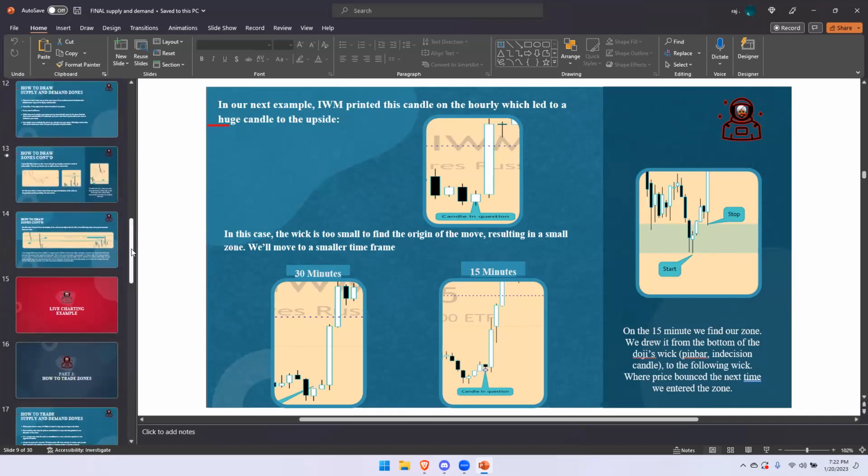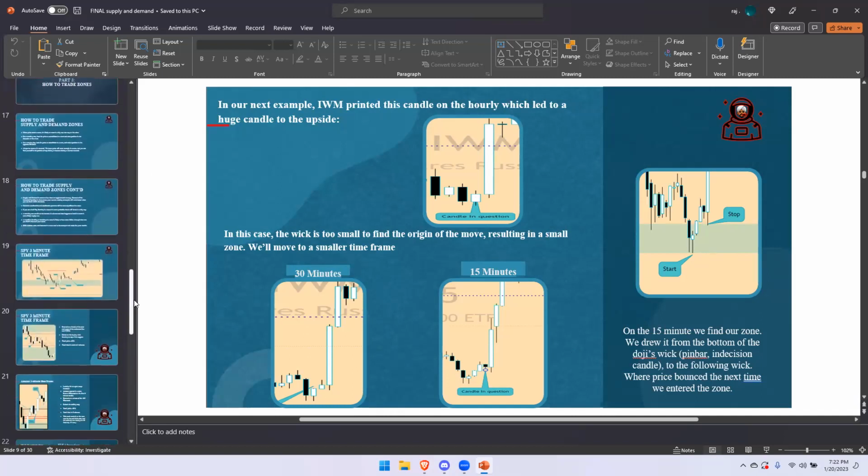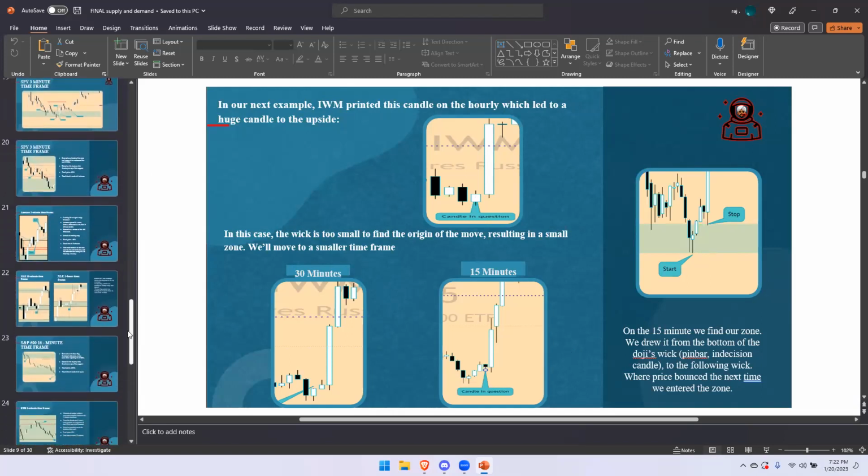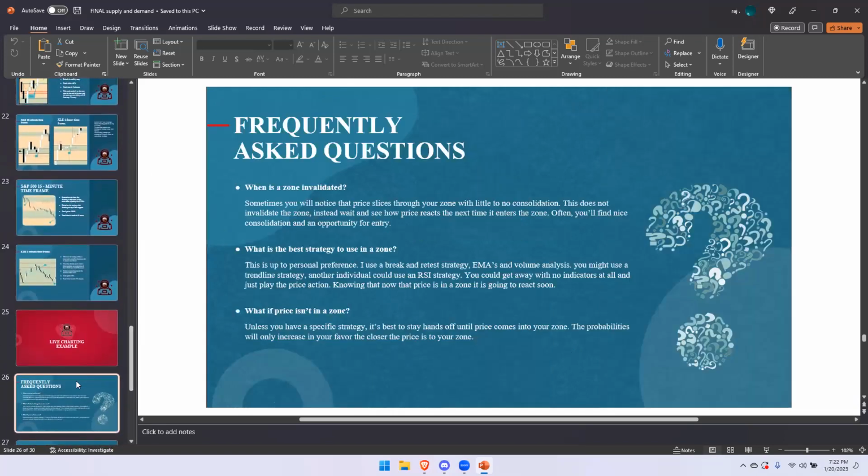All right, we're almost done here. We went through all the trade examples.